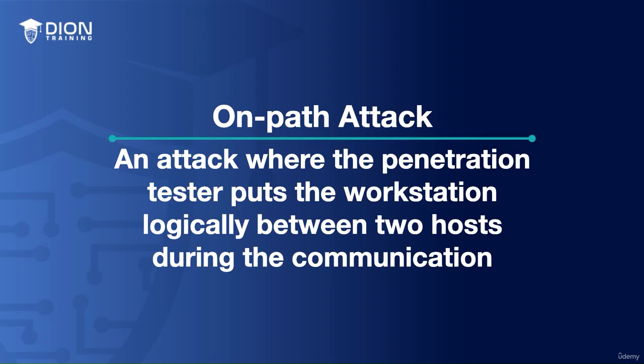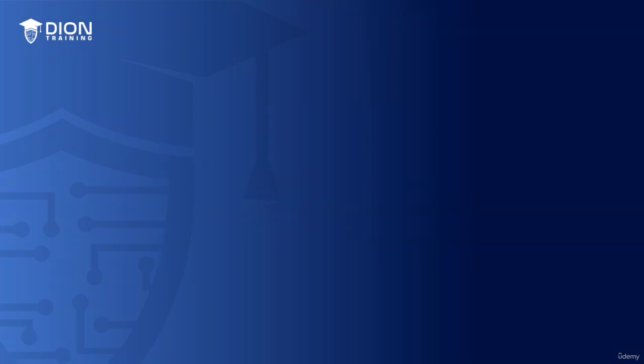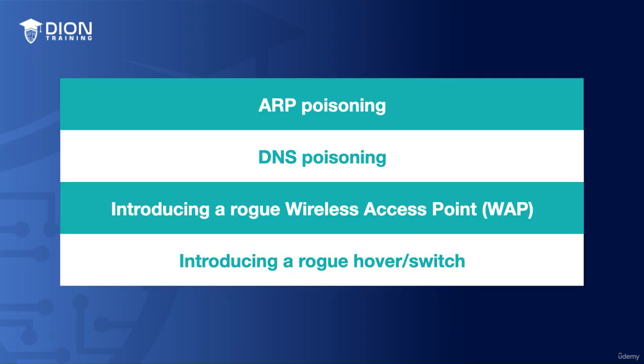By placing themselves in the path between the client and the server, the attacker can intercept the authorization packets being sent and received, and then use those to take over the authorized session between the client and the server. Now, there are many different ways of conducting an on-path or interception attack, including ARP poisoning, DNS poisoning, introducing a rogue wireless access point, or introducing a rogue hub or switch.